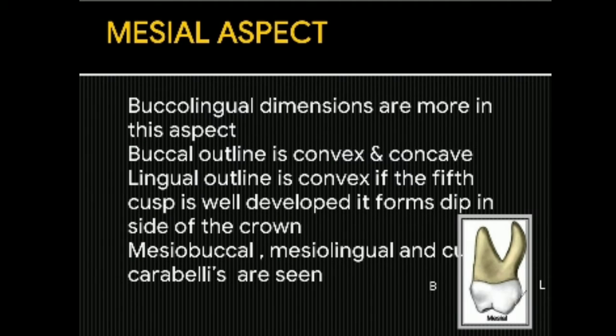Coming to the mesial aspect, buccolingual dimensions are greater in this aspect. Buccal outline is convex and concave. Lingual outline is convex. If the fifth cusp is well developed, it forms a dip in the side of the crown. Mesiobuccal, mesiolingual, and cusp of Carabelli are seen in this aspect.